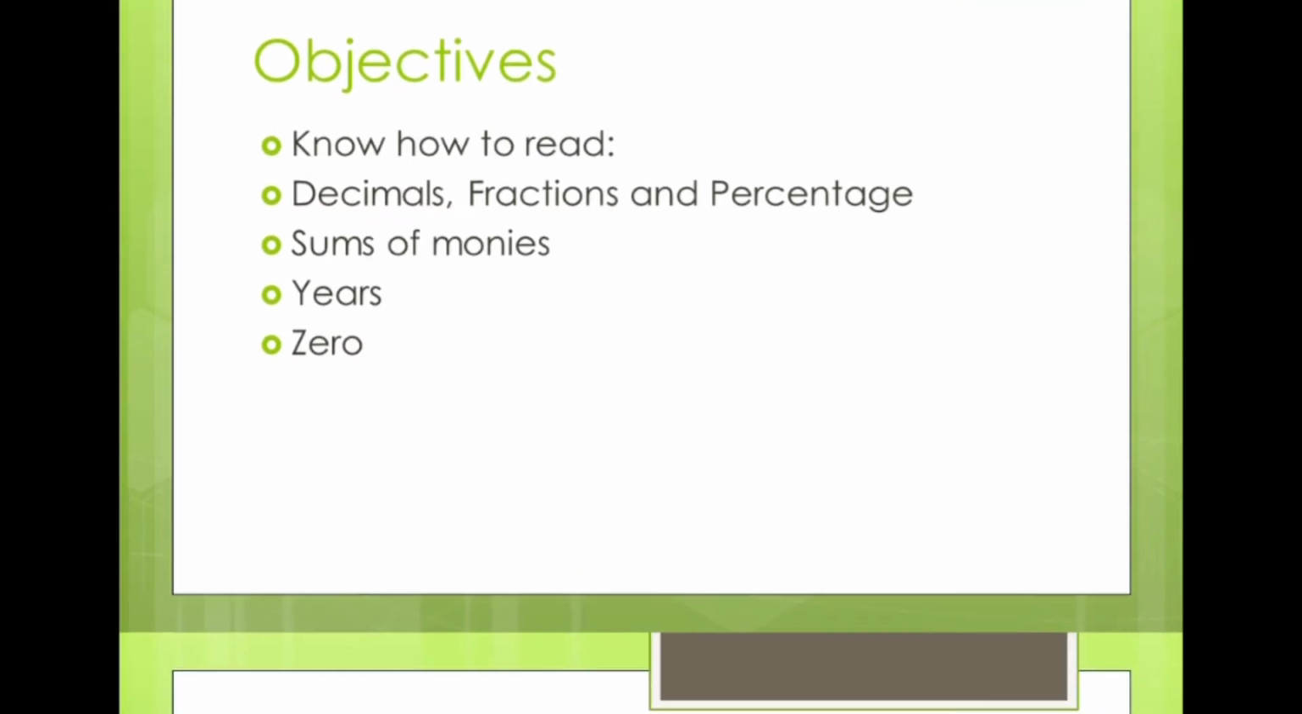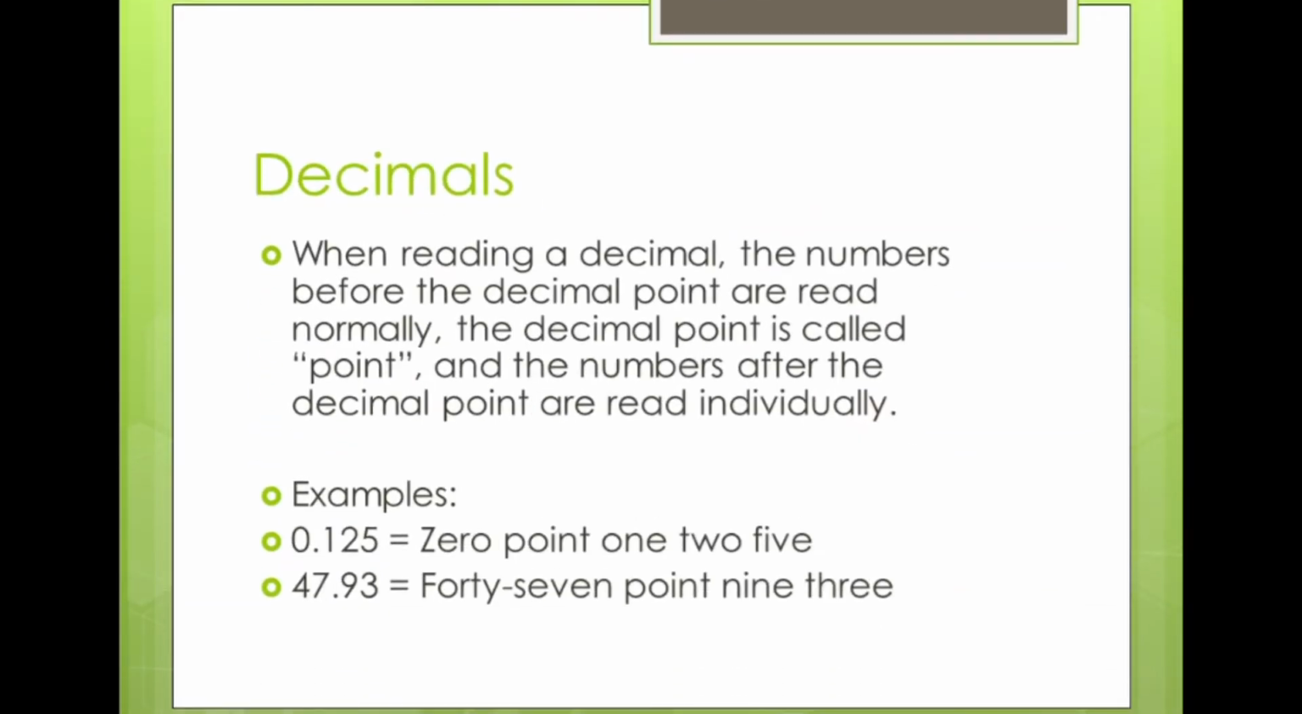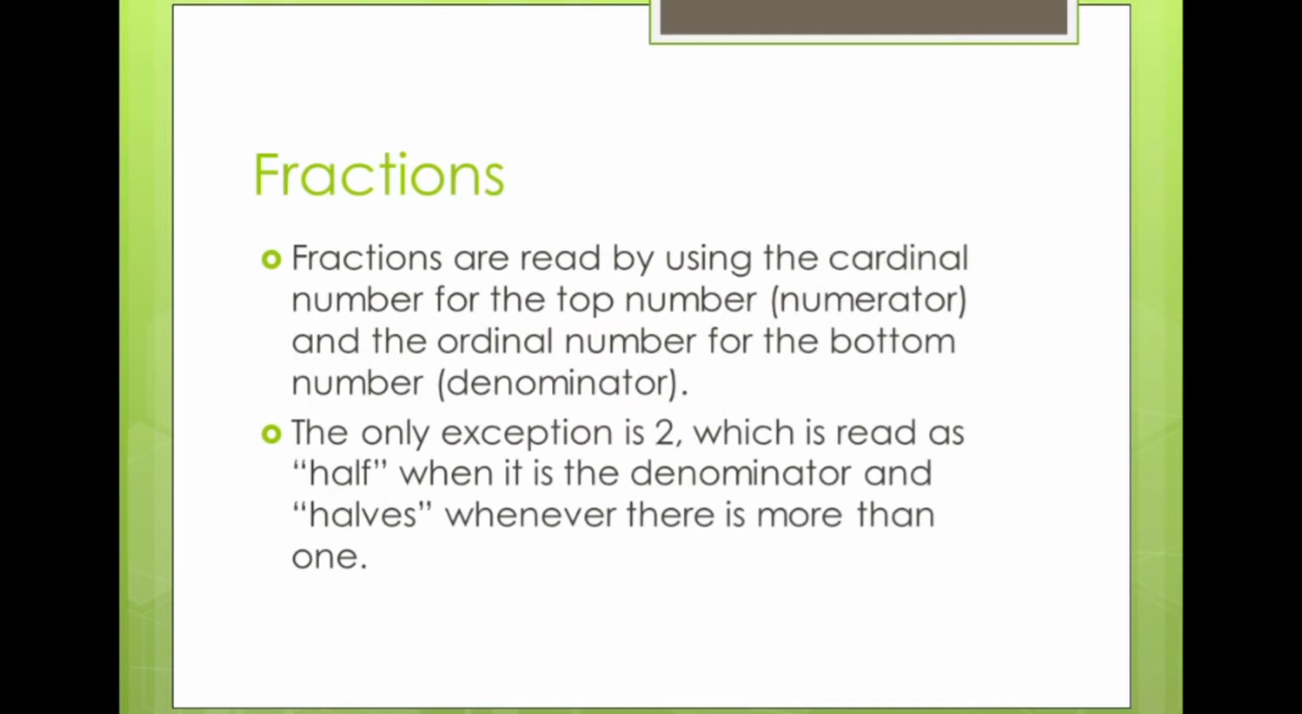Let's begin with decimals. When reading a decimal, the numbers before the decimal point are read normally, the decimal point is called point, and the numbers after the decimal point are read individually. Examples of decimals are 0.125 and 47.93.